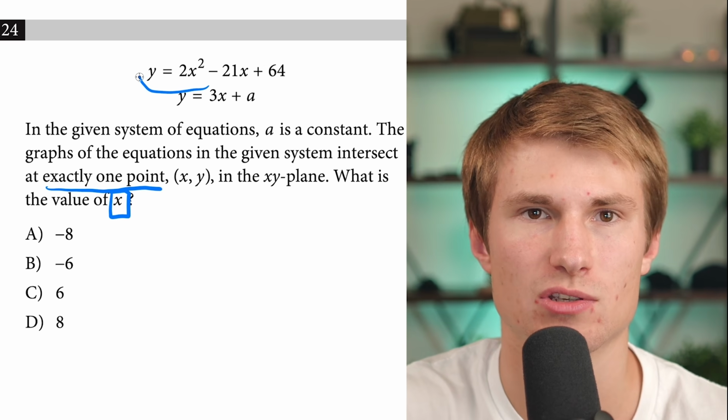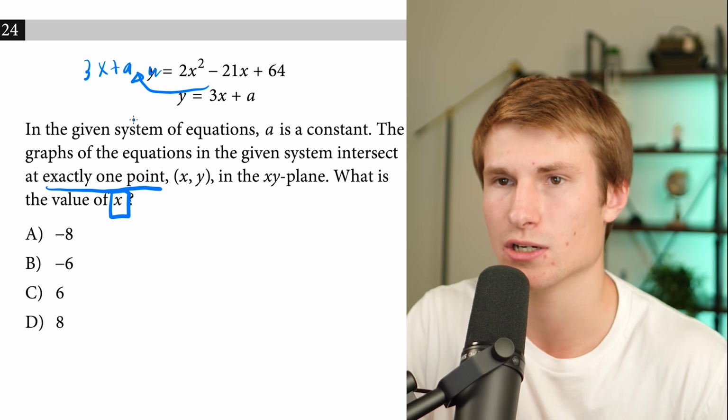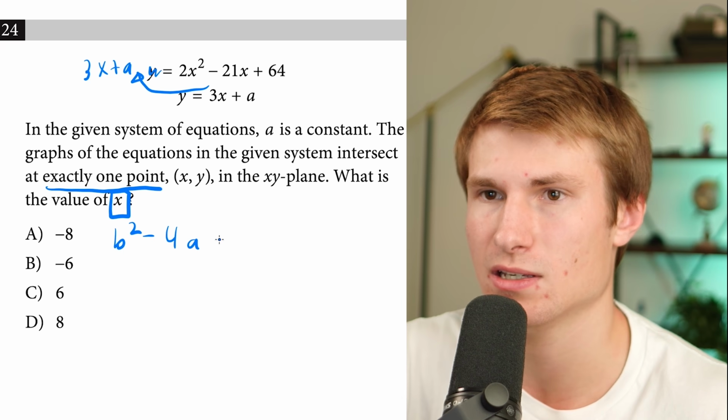So I'm going to go ahead and substitute this 3x plus a over here for y. And then I'm going to work to set it all equal to 0. The reason I want to set it all equal to 0 is because I want to end up using b squared minus 4ac is equal to 0.